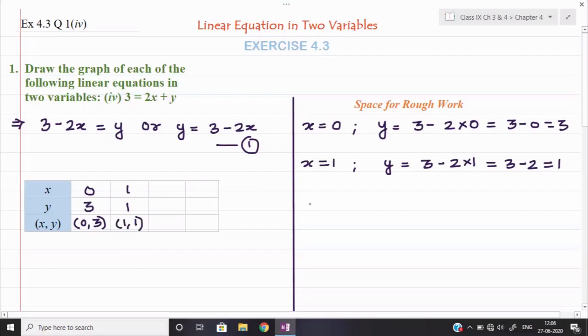Suppose if I take the value of x is equal to 2. Okay, so in that case what I will get? Y will be equal to 3 minus 2 into 2. 2 into 2 will become 4. So this will be 3 minus 4 and 3 minus 4 is equal to minus 1. So I can say that value of x, if I take 2, y will be equal to minus 1 and the coordinate will become here 2 minus 1, right?